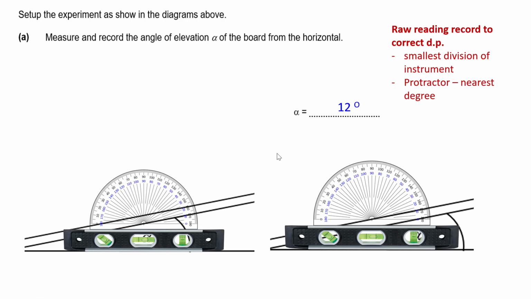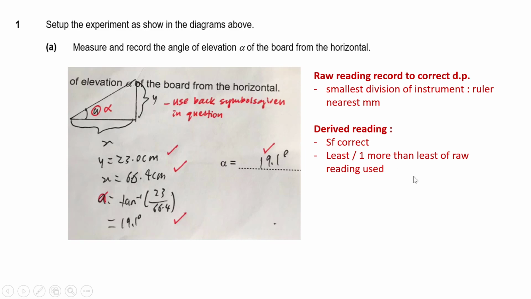Alright, so for this one, the key marking point in the recording would be that this is a raw reading. Hence, we would need to record to the smallest division of the instrument. In this case, it is a protractor, so we are recording to the nearest degree. Okay, this is another method to measure the angle of elevation.